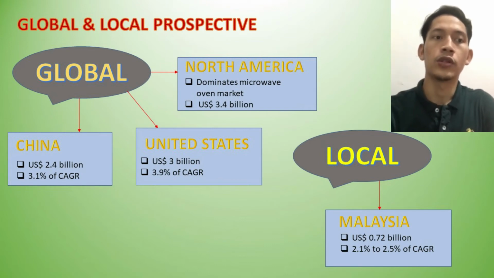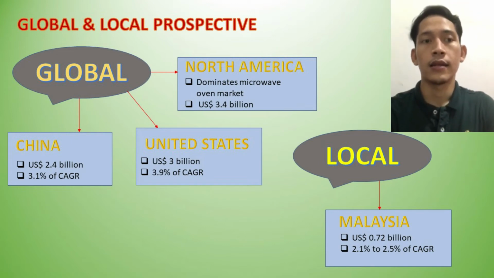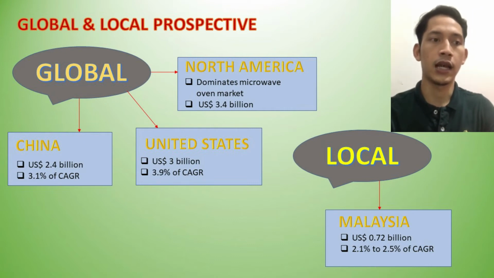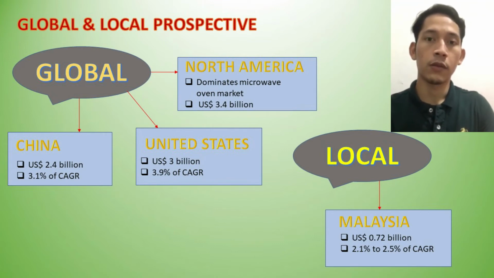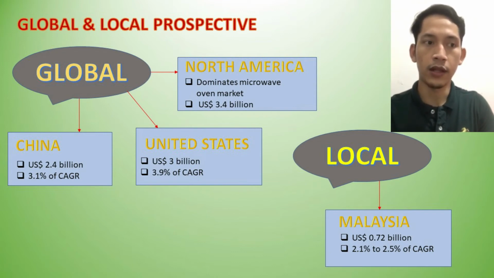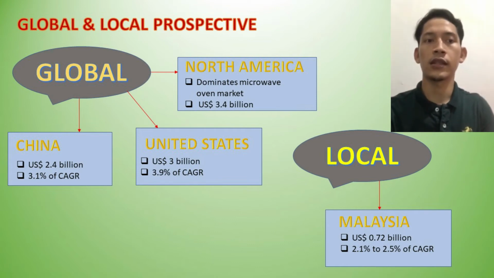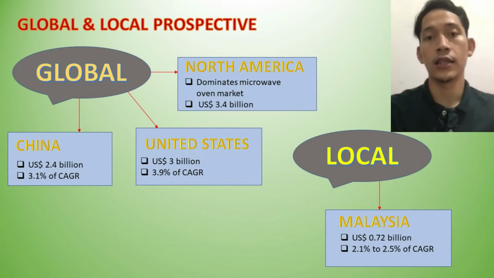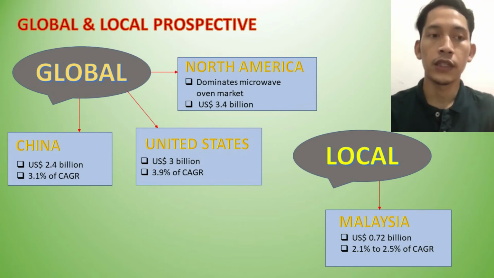So for the part of the global perspective, we can see from the slide there are three countries I put there, which are first North America, United States, and China. So for the first, which is North America, I can say that this region dominates the microwave oven market during the forecast period from 2021 to 2028. We can see this value representing 3.4 billion US dollars, and it is because of the high demand for the latest technology-enabled products in this region.